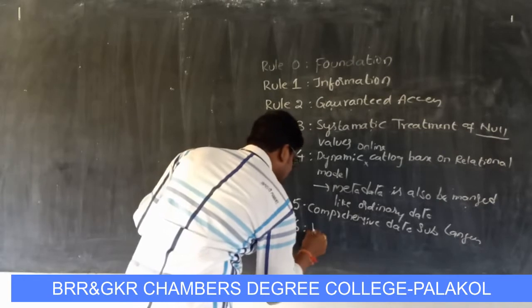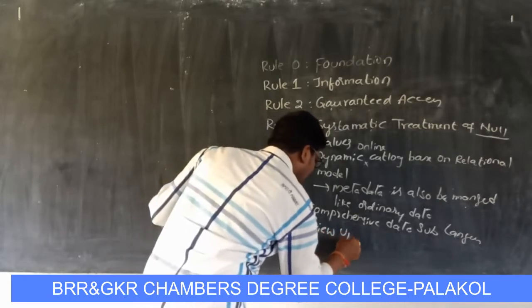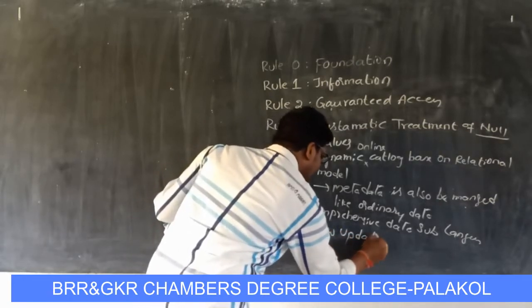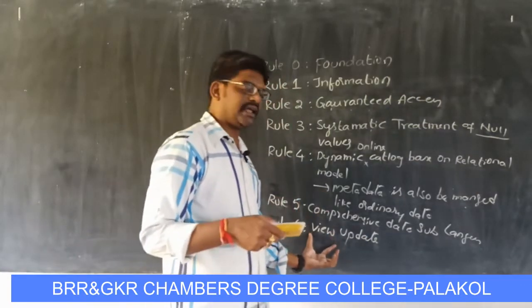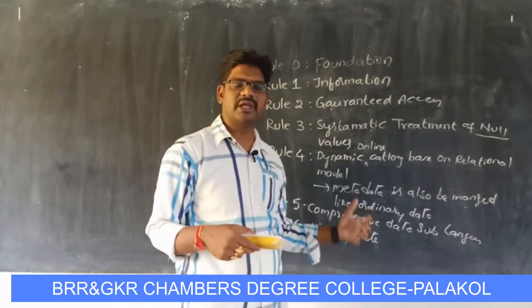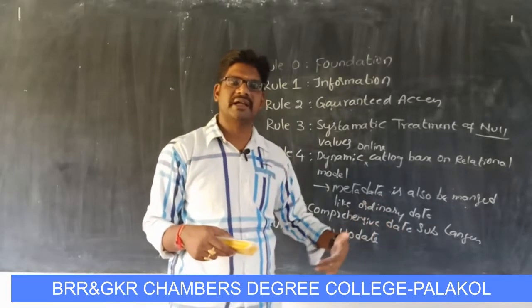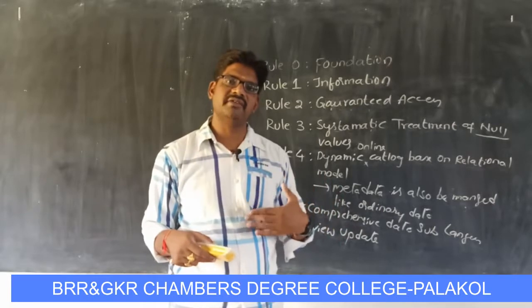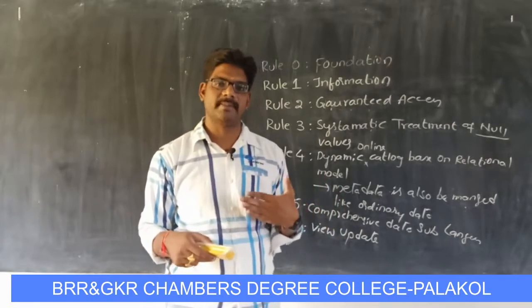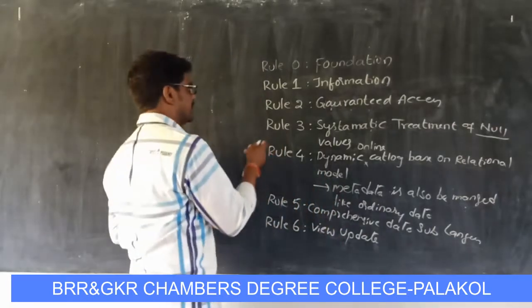Rule 6 is view update. Here within the relational database, we have to maintain views, and updated information also has to be maintained within the database. And next one, rule 7.